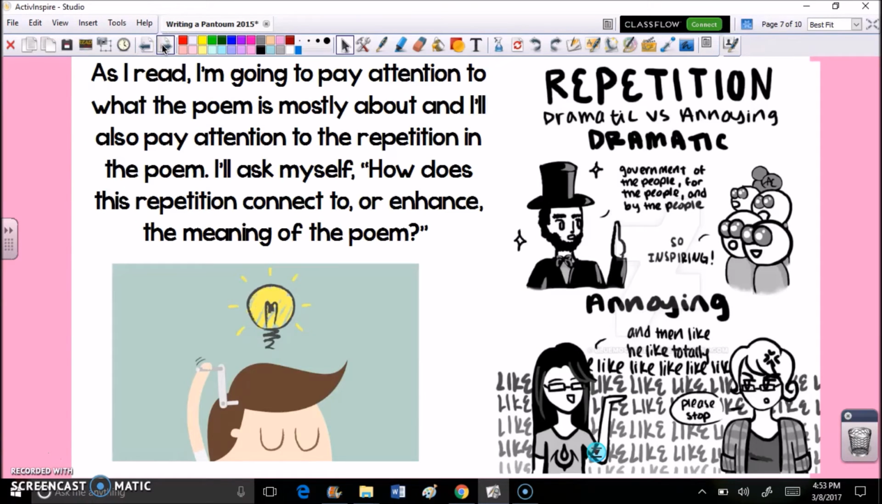All right, so here I'm going to read it. Just pay attention to the repetition. Think about what lines are really being repeated.